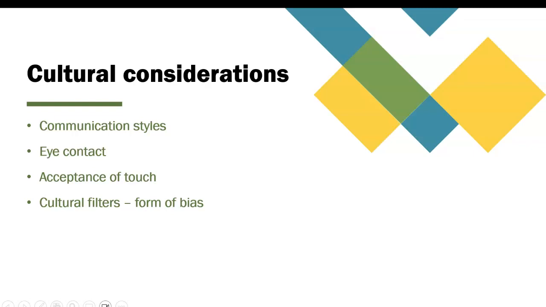Cultural filters. Those are things basically by looking at things through the lens of the culture where we grew up, we can sometimes make assumptions that lead to bias. And so it's not about what I think about what the patient says or does. It's more about asking the right questions, finding out from the patient, what did this mean to you when this happened?